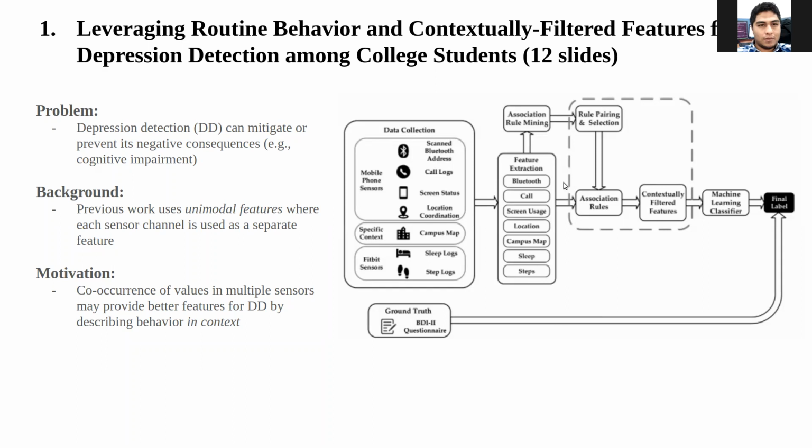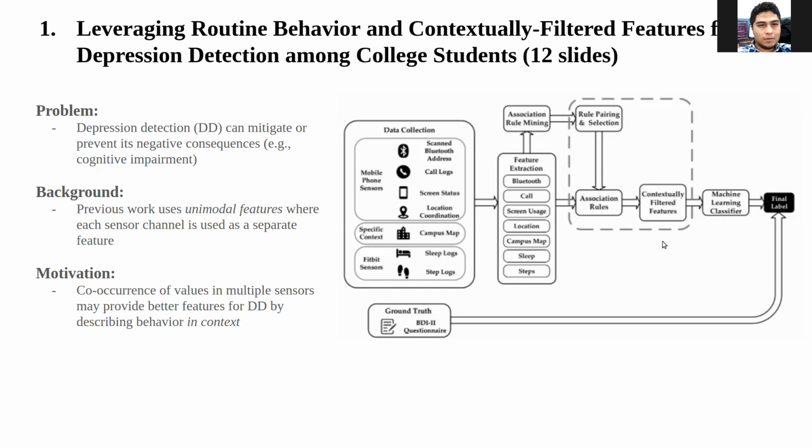On a high level, they obtained sensor features from smartphone and Fitbit sensors. After extracting the features, they split the dataset into two parts. One part is used for mining the association rules, and the second part is used for extracting contextually filtered features using these mined association rules. Once we have these features, the machine learning model is built and trained.